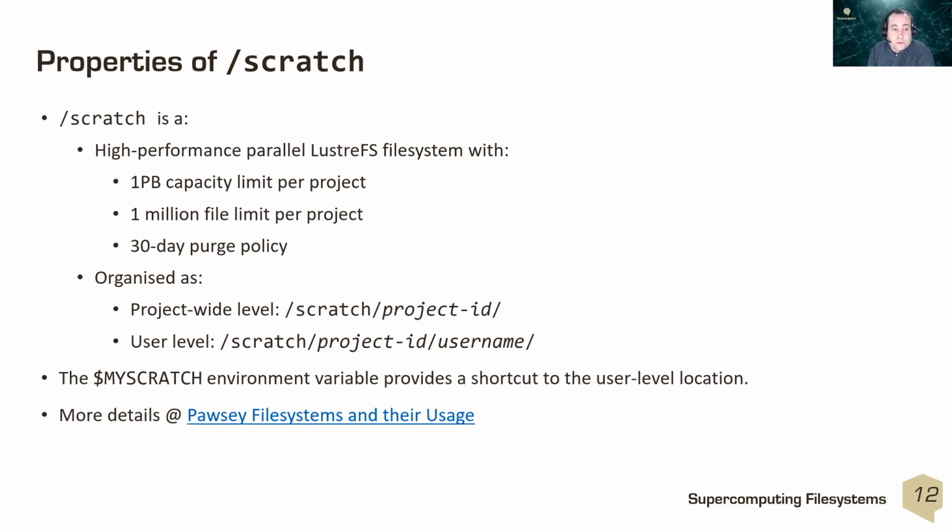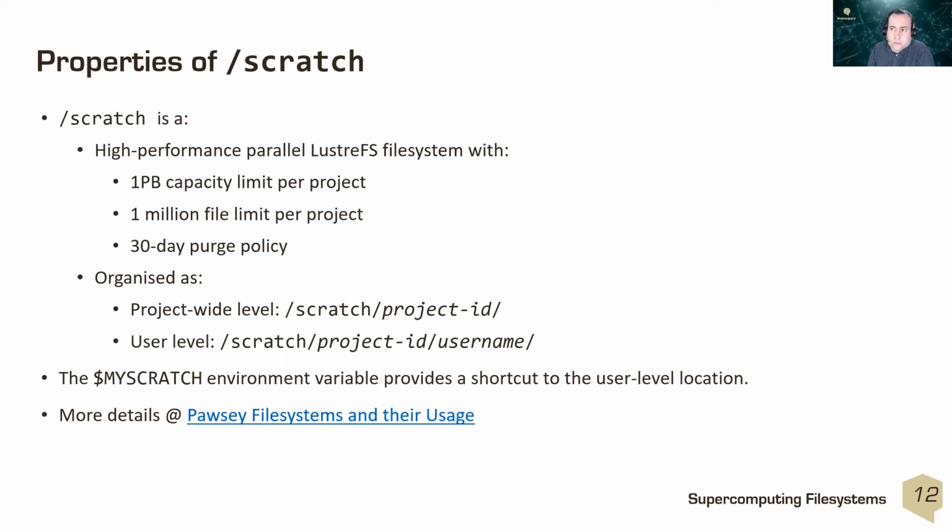So in terms of the properties of Scratch, it's a significantly larger Scratch file system. We've implemented a 1 petabyte capacity per project in terms of a limit, as we had occasionally had projects creating a very large number of files on Scratch that became an issue.